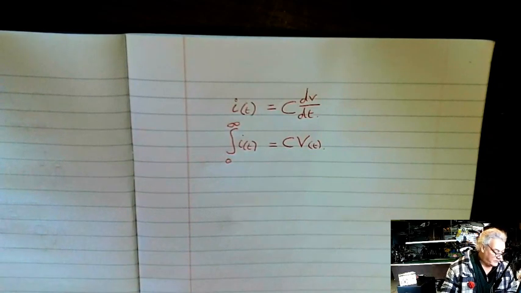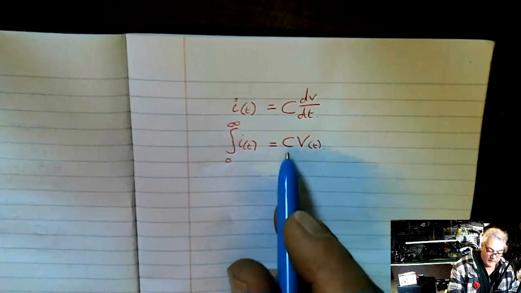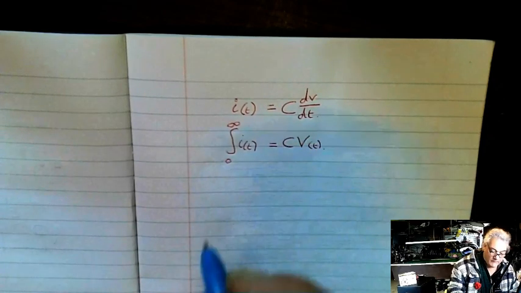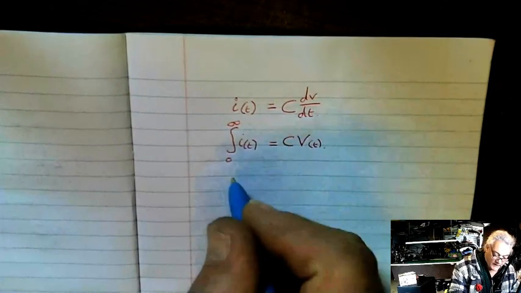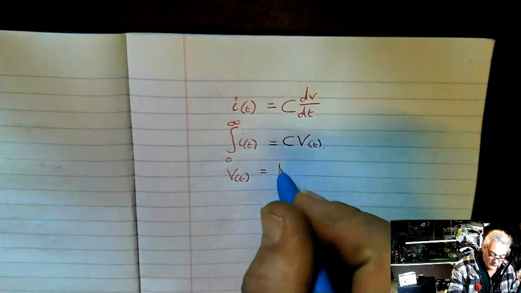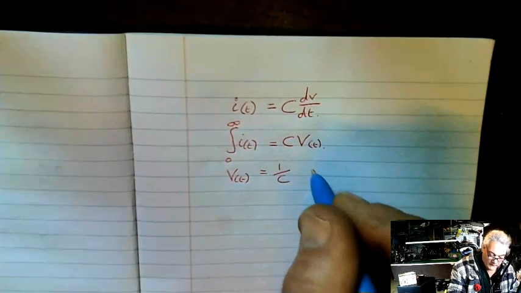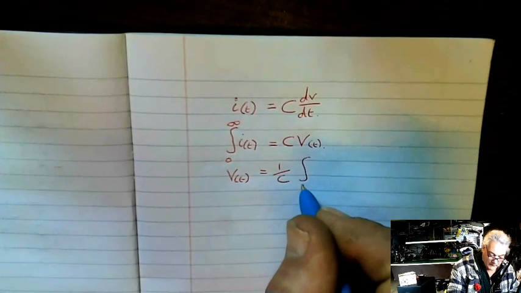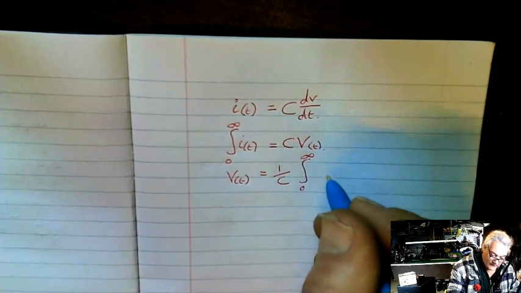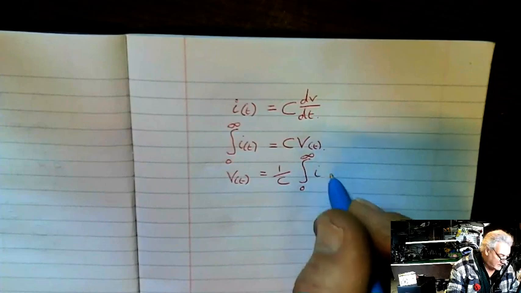Okay, so what we can do is just simply rearrange this. We've got C on this side, we take C to this side, it's 1 upon C. So we can say that V of t is equal to 1 upon C times the integral from 0 to infinity of I of t.